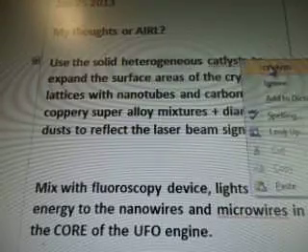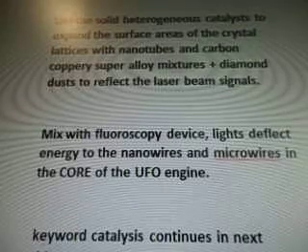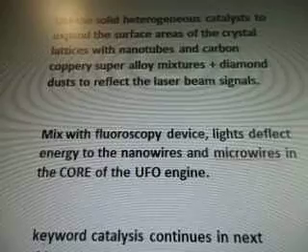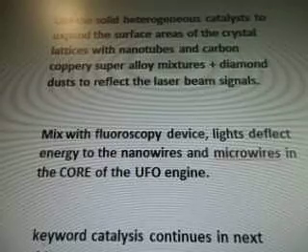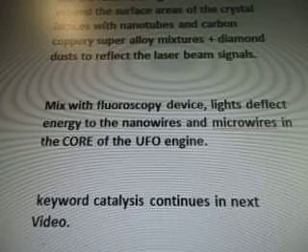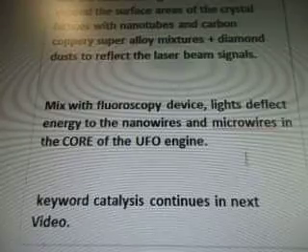I don't know if I spelled it wrong. To expand the surface areas of the crystal lattices with nanotubes and carbon coppery superalloy mixtures plus diamond dust to reflect the laser beam signals. Mixed with the fluoroscopy device, lights deflect energy to the nanowires and microwires in the core of the UFO engine.